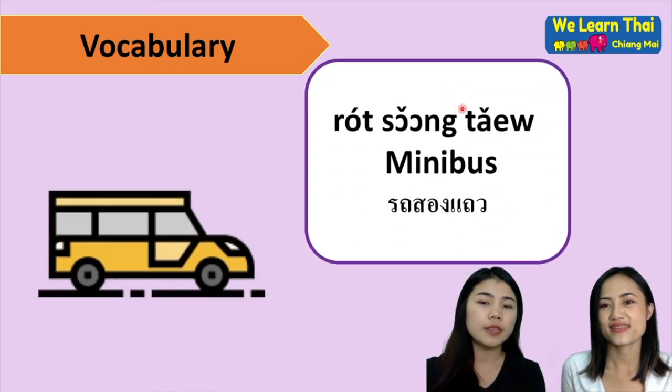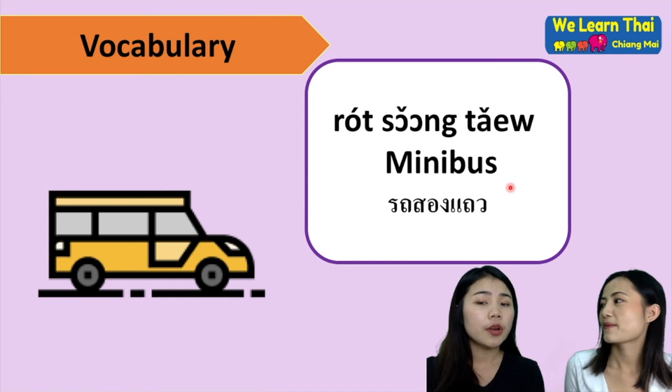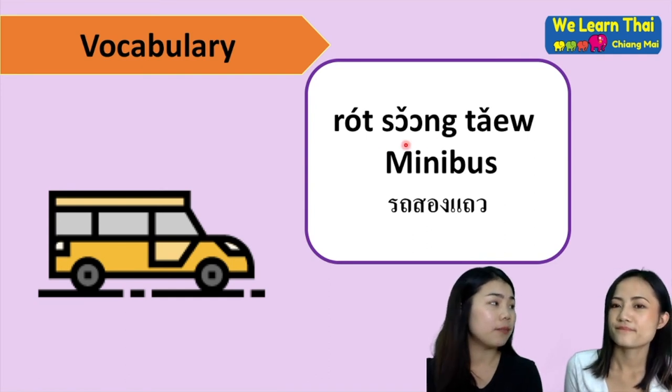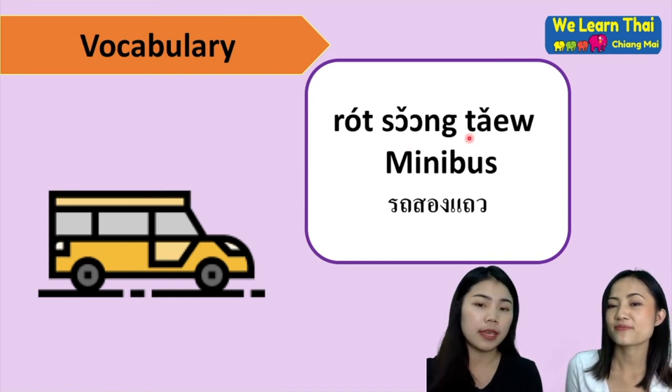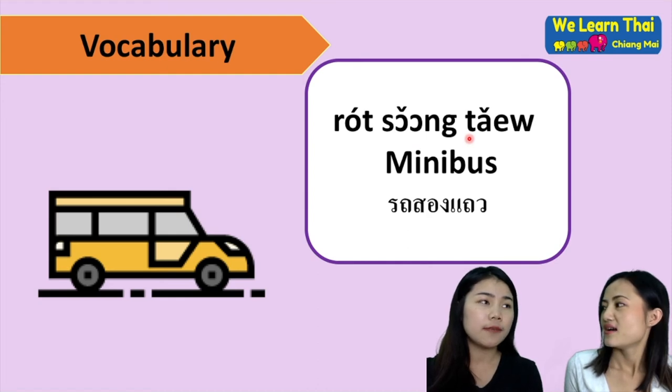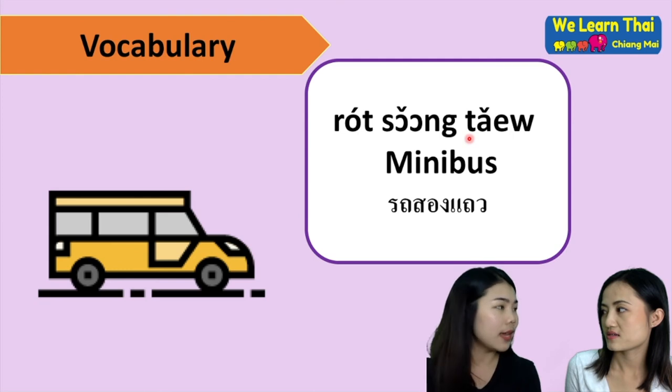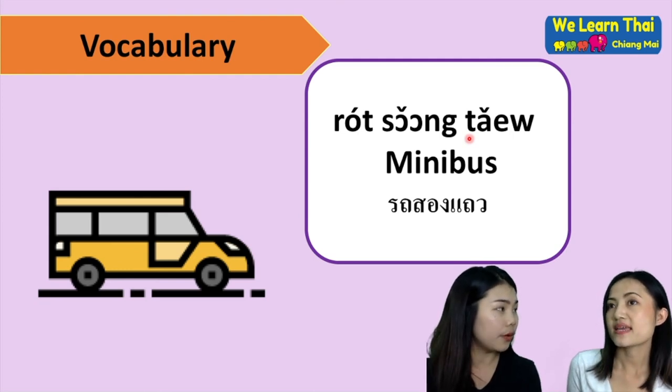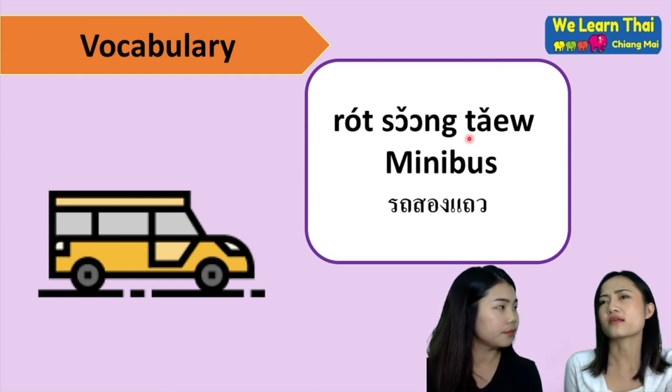And the next one, รถสองแถว, minibus. Actually, รถสองแถว and รถแดง are the same thing. But with รถแดง you specify the red one, which is popular in Chiang Mai town. So รถแดง runs around the city.